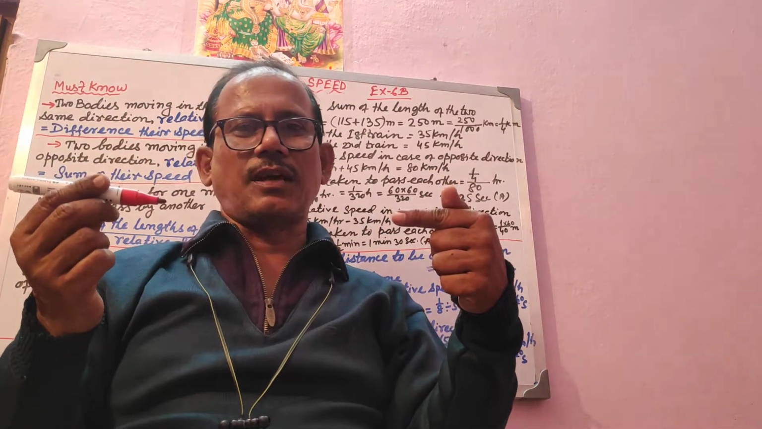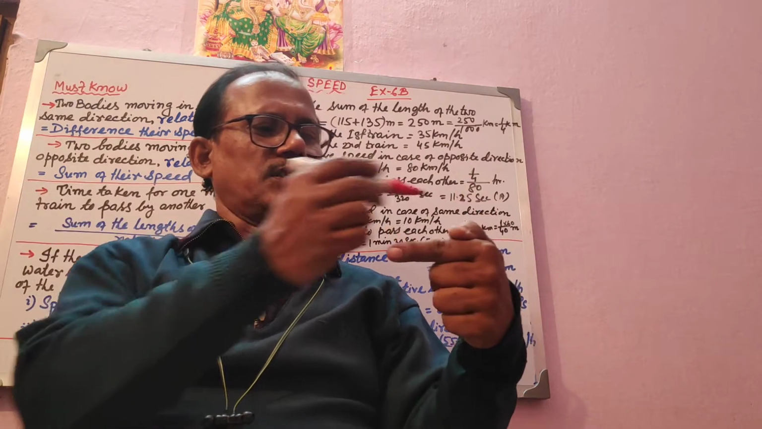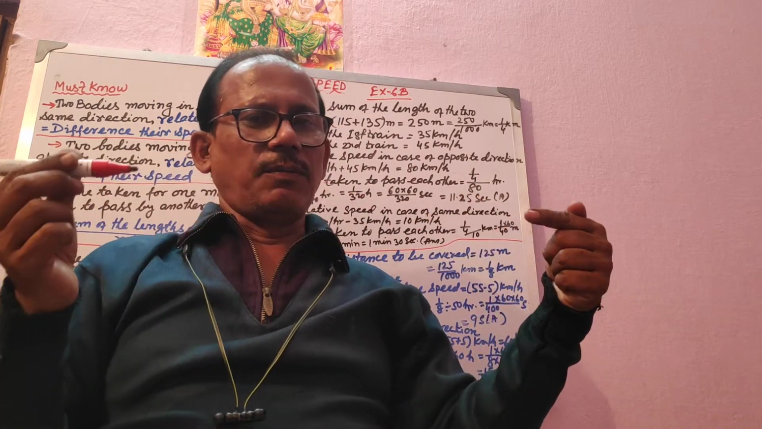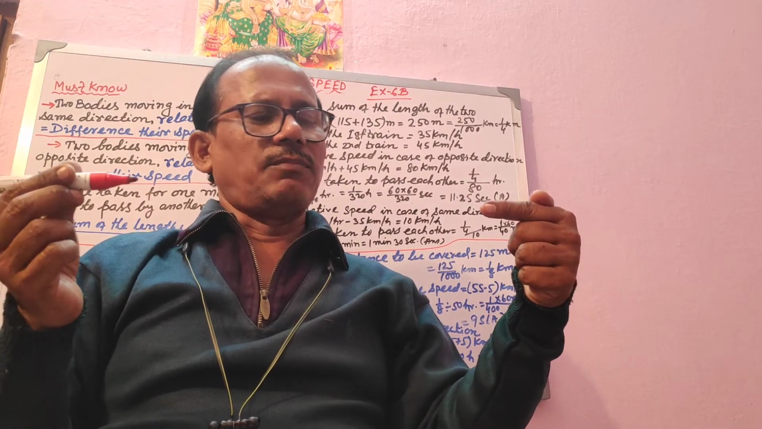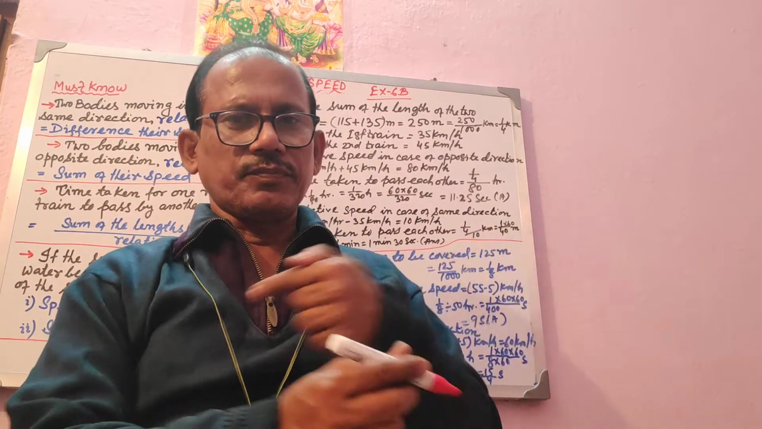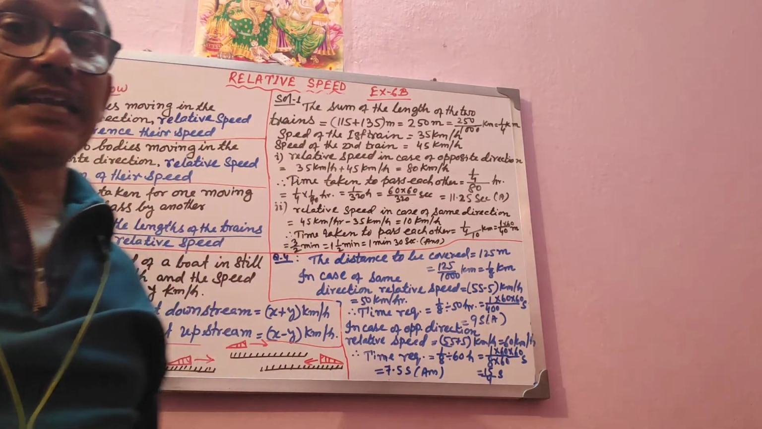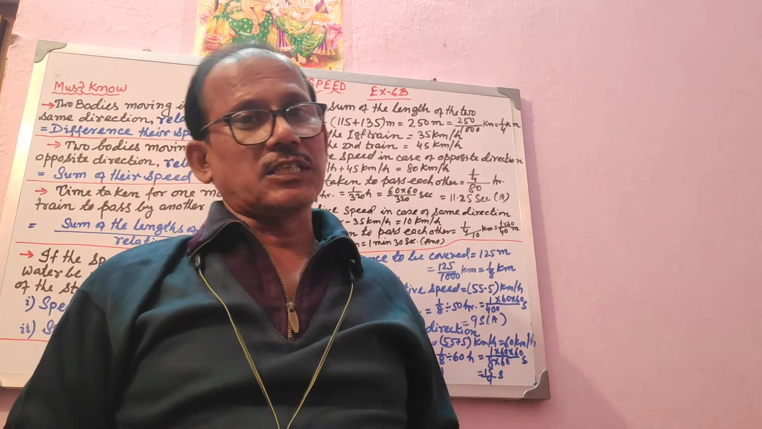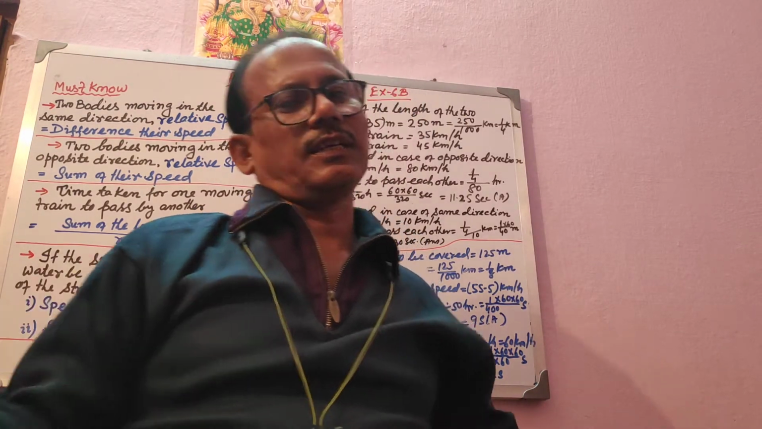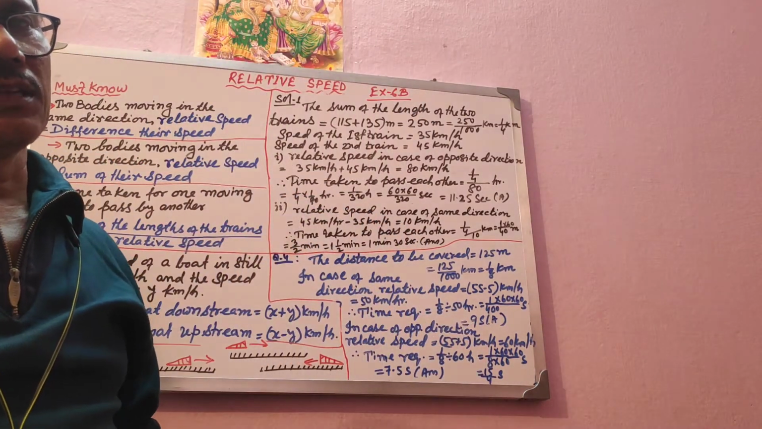Suppose this train is 250 meters and this train is 350 meters. The sum of the lengths will be the total distance covered, and then the sum of the lengths divided by their relative speed gives the time. If they are going in the same direction, then definitely it has to be the difference of their speeds. If they are going in the opposite direction, then definitely it will be the sum of their speeds.